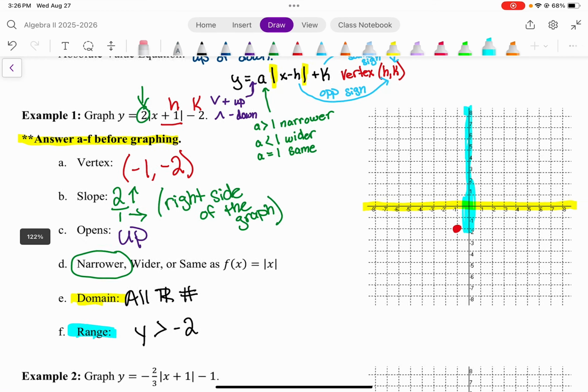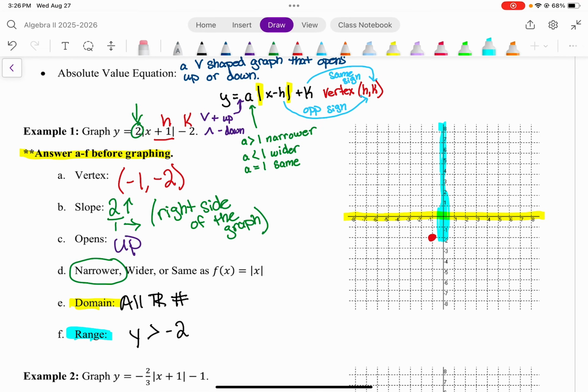Okay. Now that we've gone through all of these questions, we're going to go ahead and graph our equation. So remember I said this is going to be a V shape. And when you are graphing an absolute value function, it will be symmetrical, which means that every point that we graph on the right side, we can graph that same point on the left side the same distance away. And this is where our slope is going to come in.